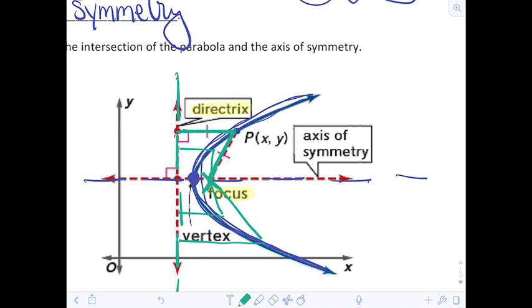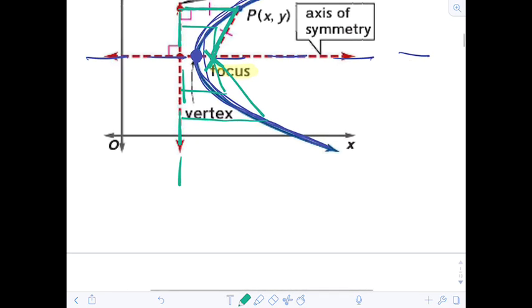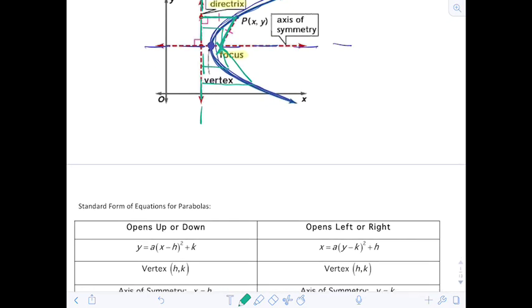Those would be equidistant, and that is what helps, it kind of looks like spider legs, that is what helps to create a parabola, okay? All of those lines that are equidistant from the point, which is the focus, and the directrix line.